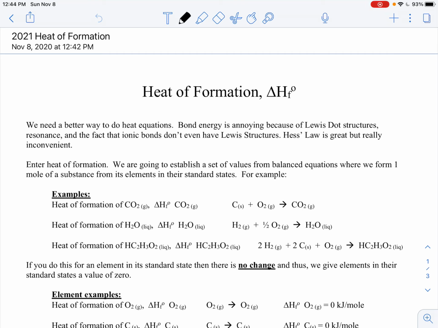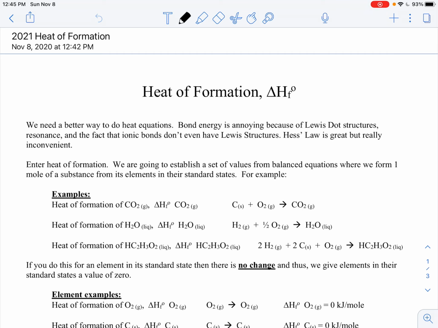So remember the whole problem that we have with bond energies, you have to draw a Lewis dot structure. What if it doesn't have a Lewis dot structure because it's ionic? Or what if it's a weird Lewis dot structure because of resonance? You've got all sorts of things to look at. Then you've got to take the stoichiometry into account. Are they single, double, triple bonds? Are they 1.5? That bond energy thing is really not a particularly convenient way of doing the problems.